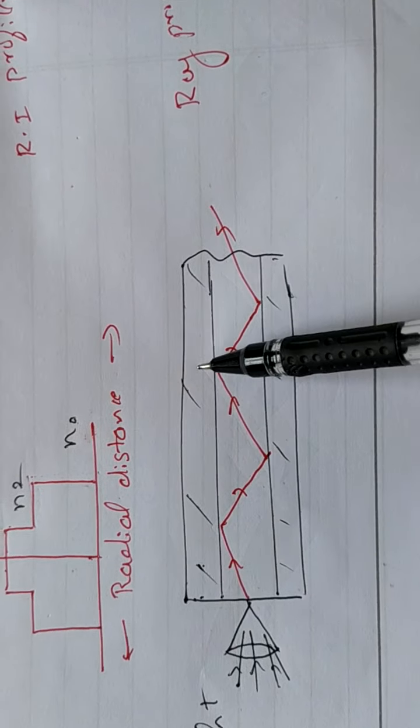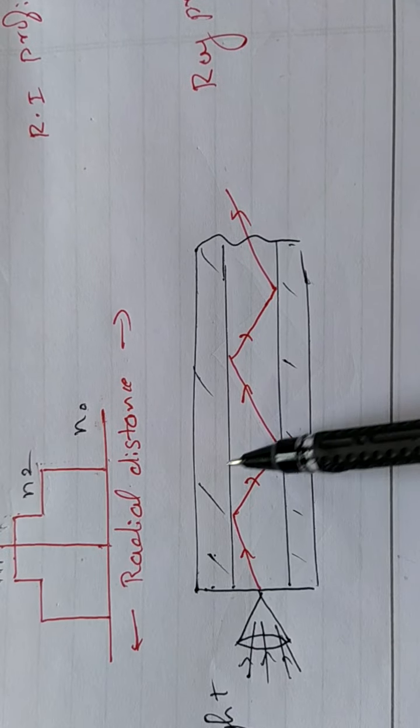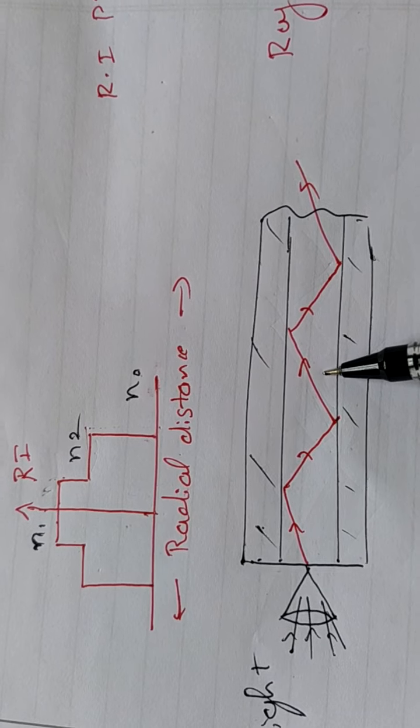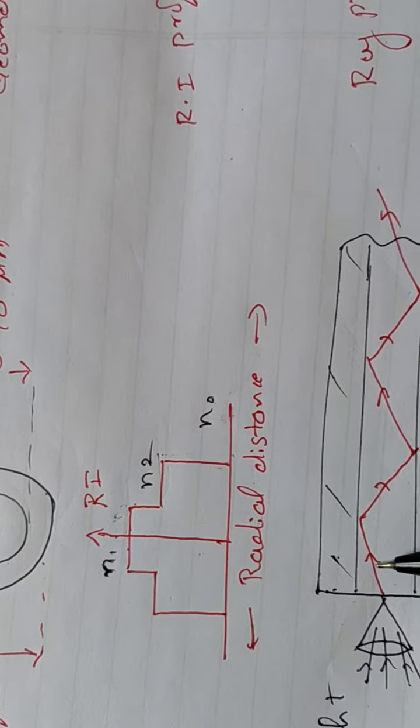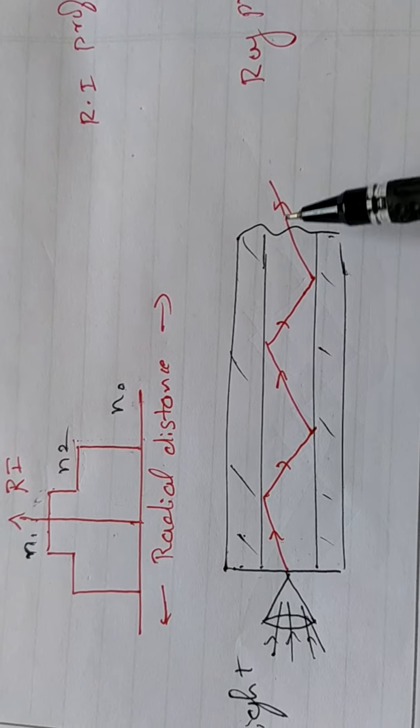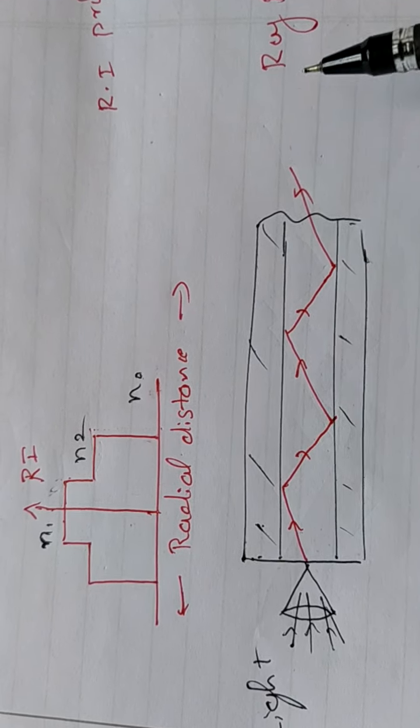Light is allowed to propagate only in one direction, so it will take only one path. That's why it's called single mode optical fiber. Since only a single mode is propagated here, there is no question of intermodal dispersion. That's why single mode optical fiber is used for long distance communication.